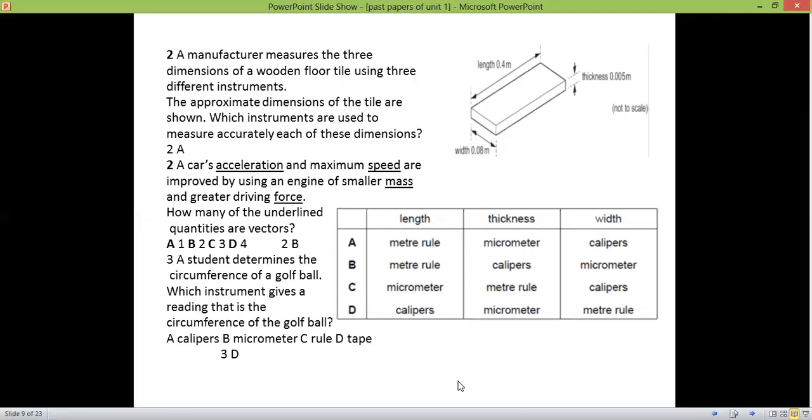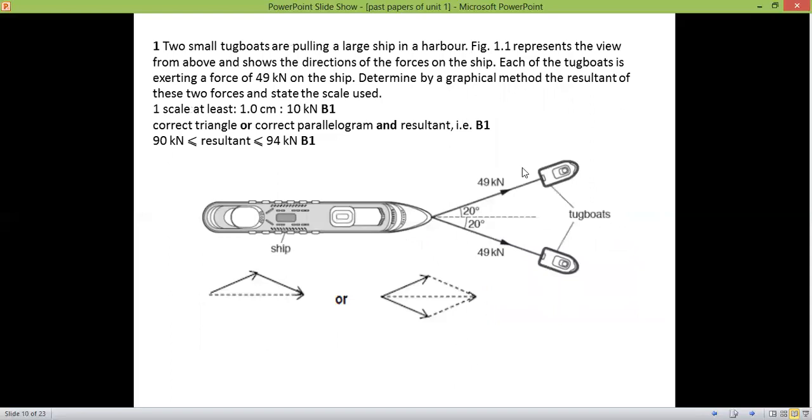Next, a student determines the circumference of a golf ball. Which instrument gives the reading that is the circumference of the golf ball? Again, measuring tape, because it can be bent and it can be used to measure the circumference of the ball.